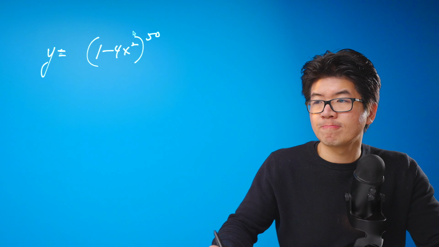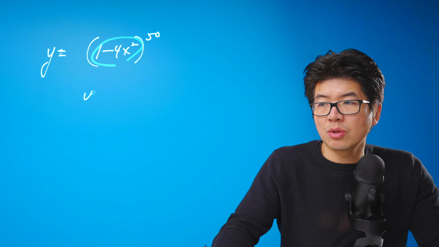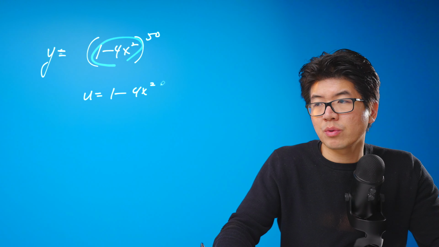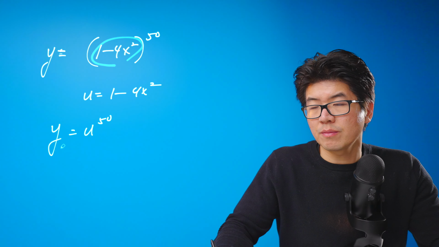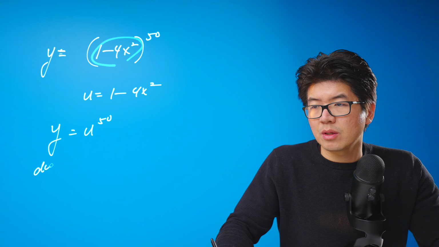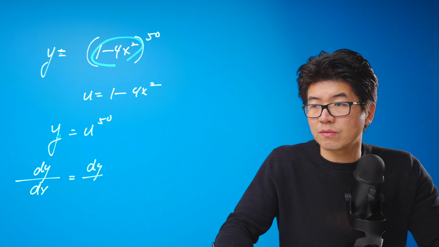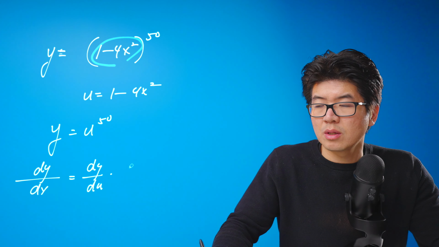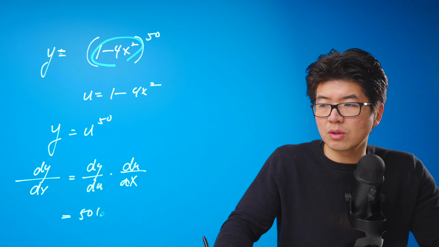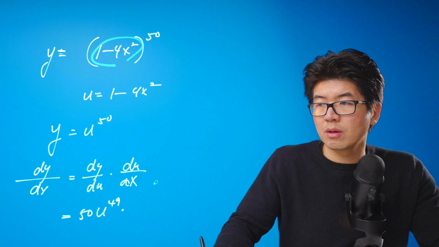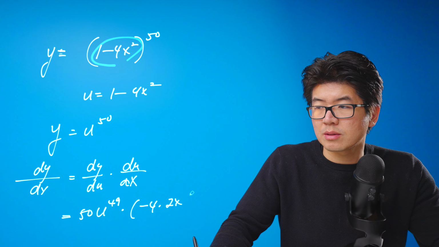Let's try this one. Hopefully you can see that g at x should be that. So you let u equal 1 minus 4x squared. And this can be written as y equals u to the power of 50. So chain rule with Leibniz notation: dy over dx is equal to dy with respect to du, and then you do du over dx. If you differentiate this, we just get 50u to the power of 49. And if we differentiate this, we get minus 4 times 2x.